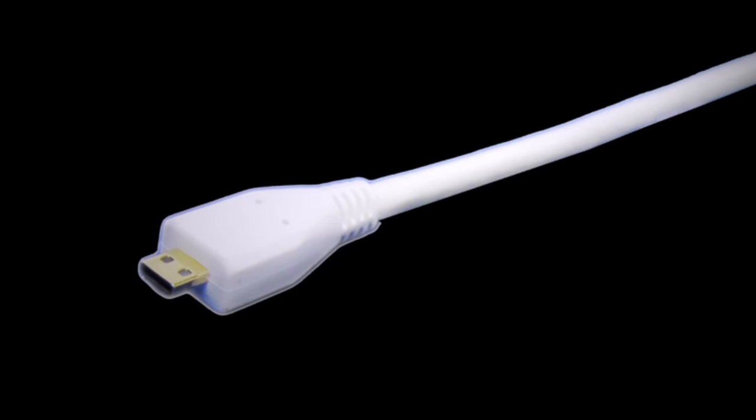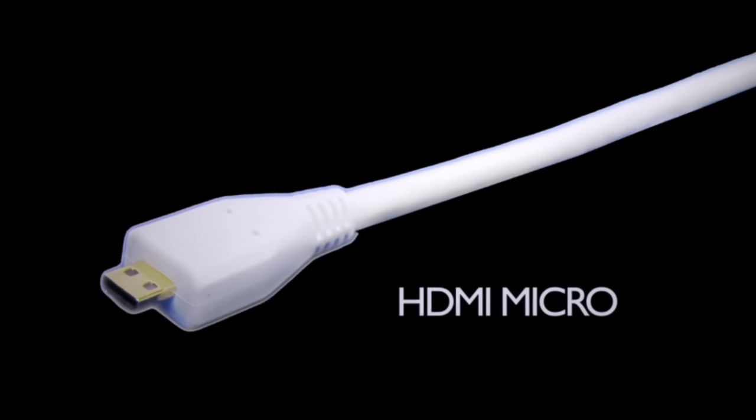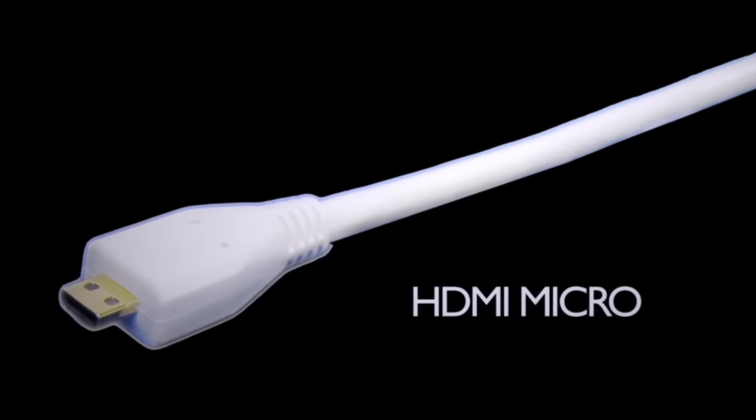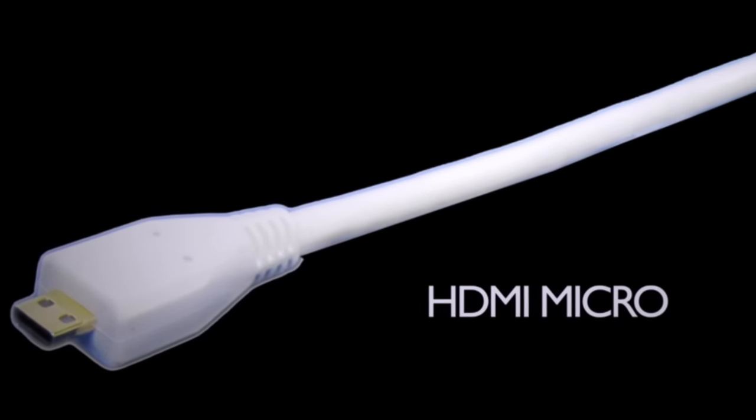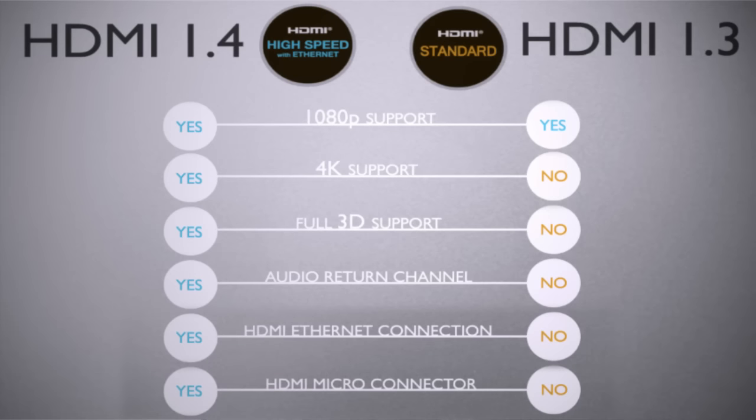HDMI micro connectors are also new. Since bigger isn't always better, HDMI 1.4 also defines a new HDMI connector, the micro connector, also known as Type E. It's now available for handheld devices like phones, tablets, cameras, portable displays at half the size of the mini connector. It's impressively small and still offers all of the advantages of HDMI, including all the features available in the 1.4 standard.